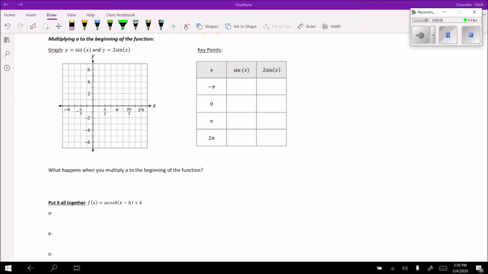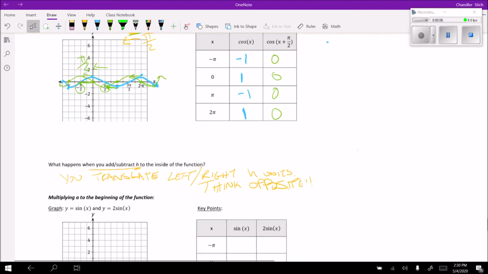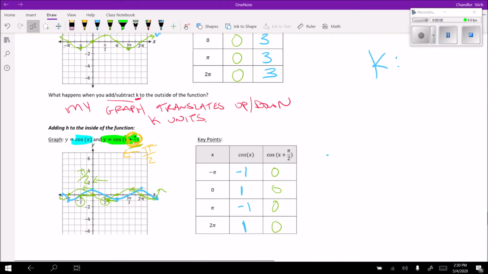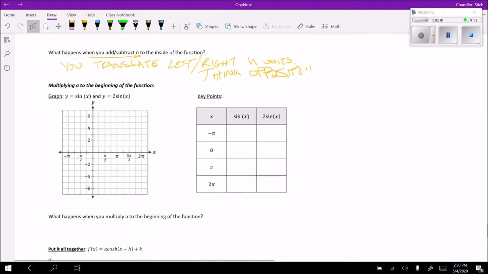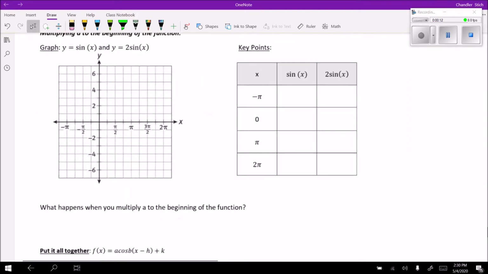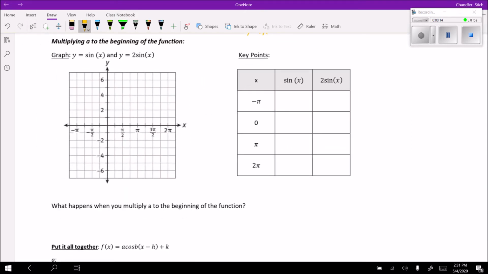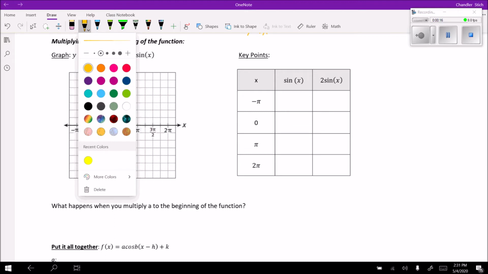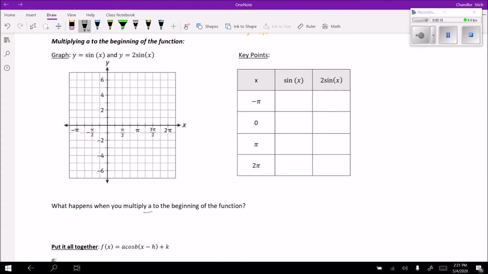All right, so just picking up where we left off, we did talk about what happens when you add h or k. Now I want to look at what happens when I multiply by a at the beginning. So we used yellow. Let's use gray, that's fine. What happens if I multiply a at the beginning? So you can see here I have 2 sine x. Right, so I started with sine x, now it's 2 sine x.